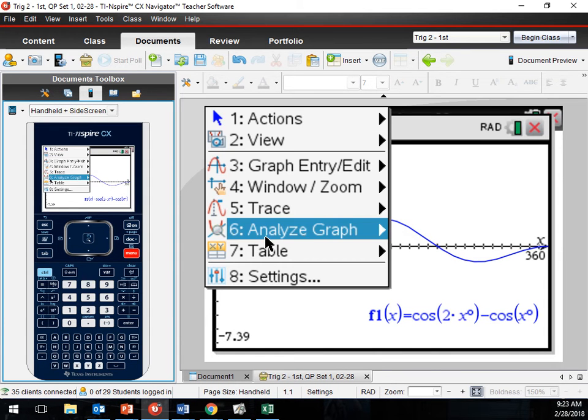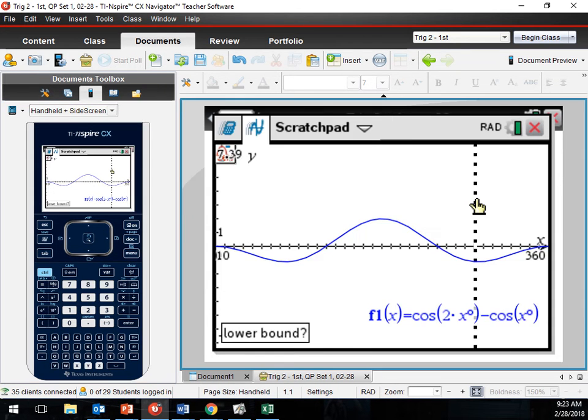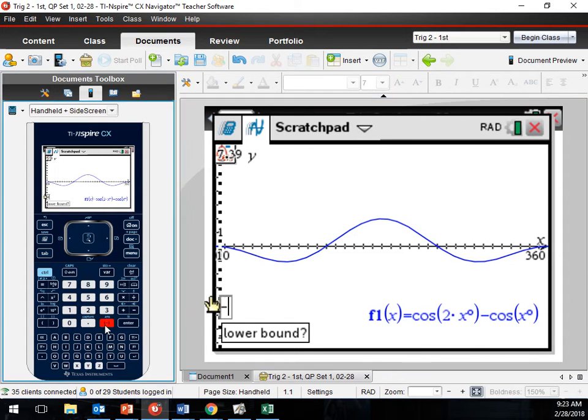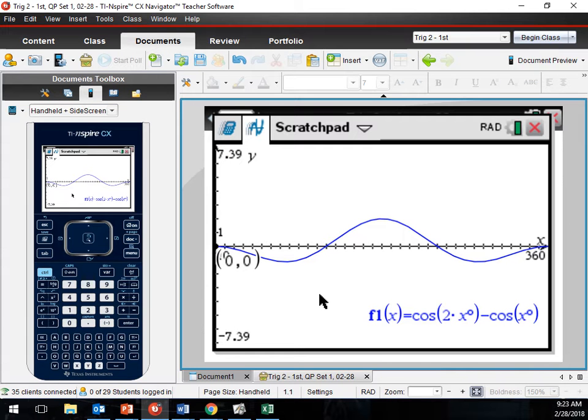So let's go menu, analyze, zero. And then for my lower bound, it says it right there. I'm just going to type in the number -2. It automatically brings up a little box. I hit enter, and then I will drag it over here. There we go. So I do have a spot at 0, right? Let me see, I have another one over here, right?